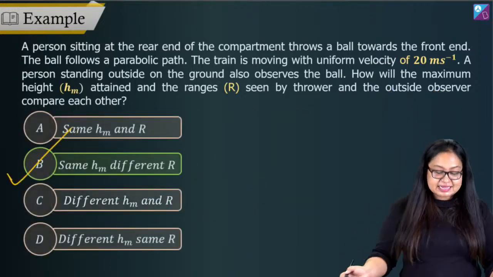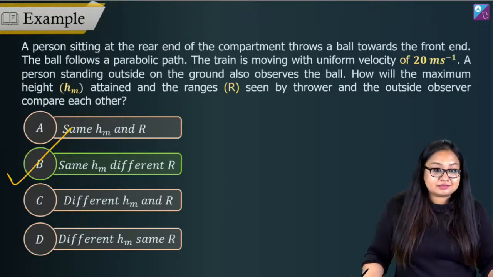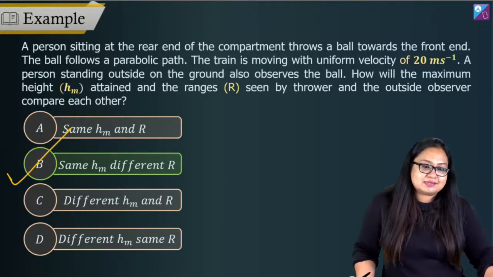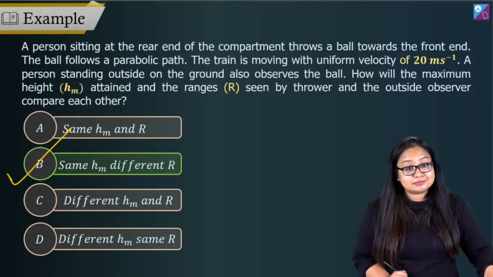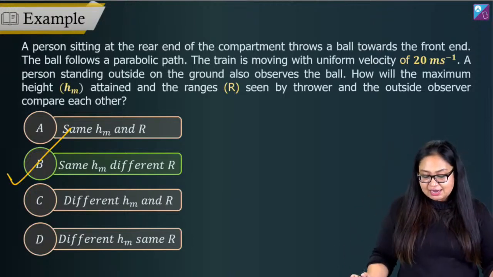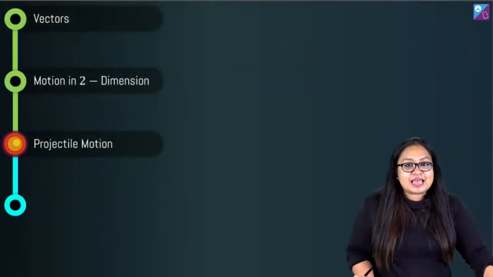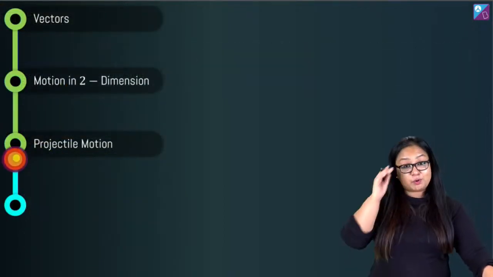So what do we have? Same h but different r, right? B is the answer to this particular question. Same h but different r. I hope you've understood this as well. Now let's move on and let's go to riverboat problems.